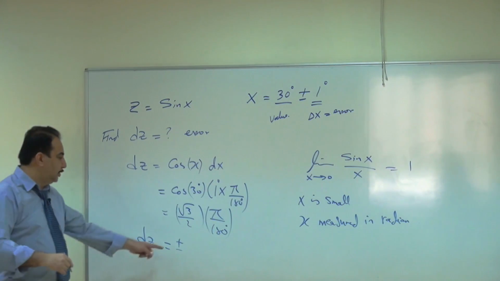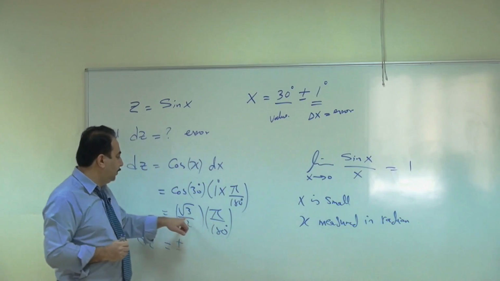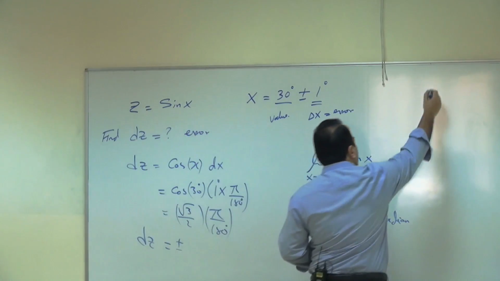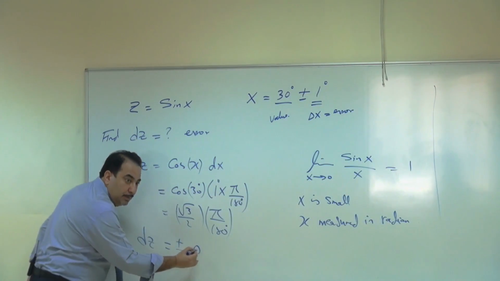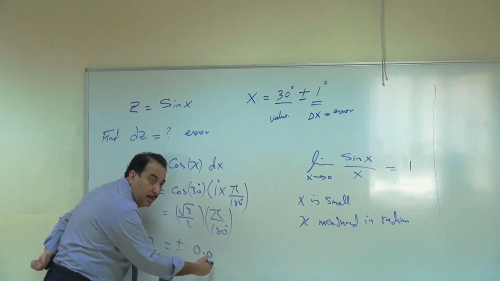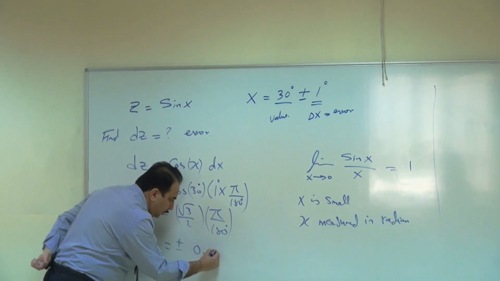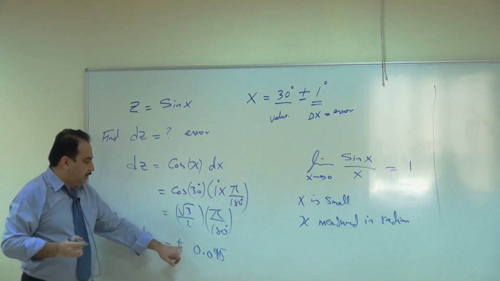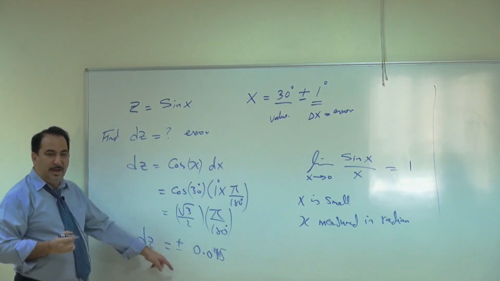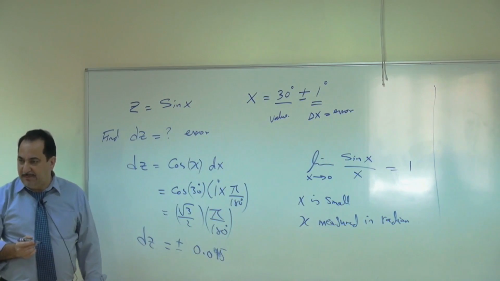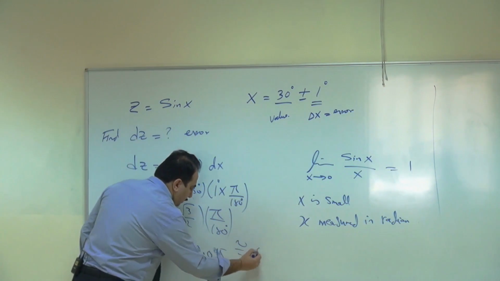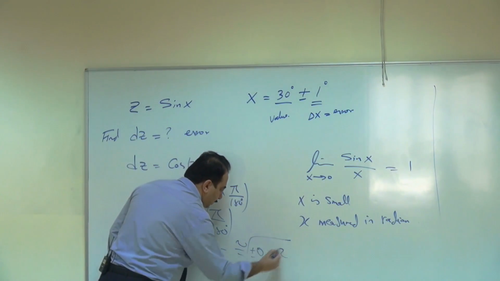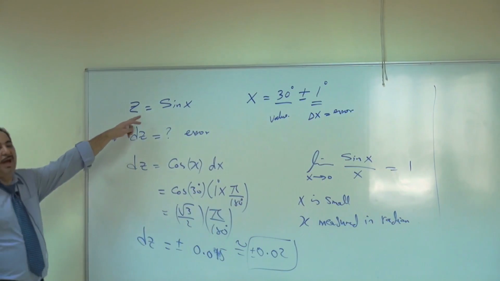Okay, one of you give me the answer, so I can put the final answer. This is 3.14, root of 3. The answer is 0.00415, plus minus this value. Remember, we said errors, we usually report them with one significant figure. So round this one to 0.02, because of the 5. So that is the error in the sine x function.